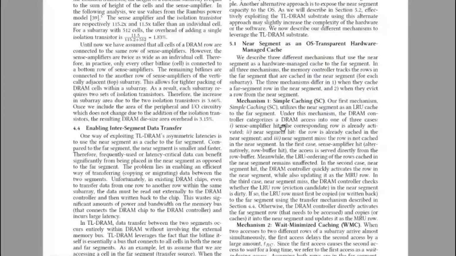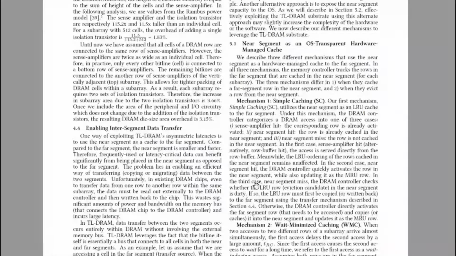In simple caching, there will be three types of events. First is a sense amplifier hit or row buffer hit, that you know. That means when the controller wants to access a row, there can be either a row buffer hit or a near segment hit. Why am I saying near segment hit? Because in this particular case, the near segment is used as a cache. So either a row buffer hit, or a near segment hit, or there will be a near segment miss. If there is a near segment miss, then the controller has to read the data from a particular row of the far segment. So there are three events possible in simple caching.